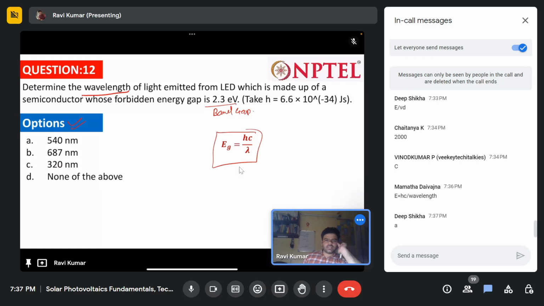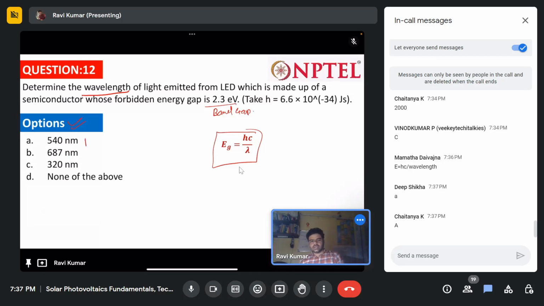A. Deepsika saying A. Chaitanya is also A. Susrust Mane A.